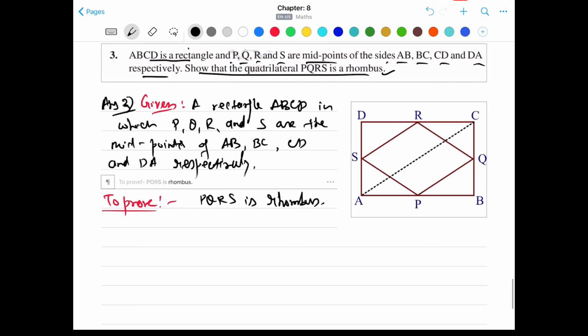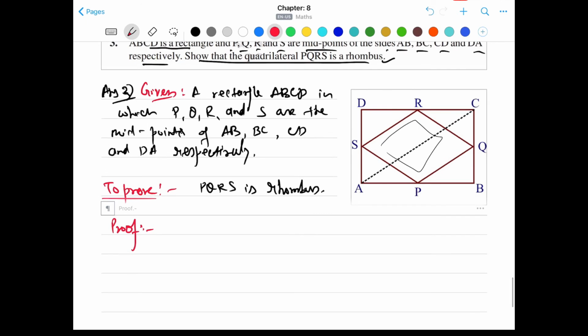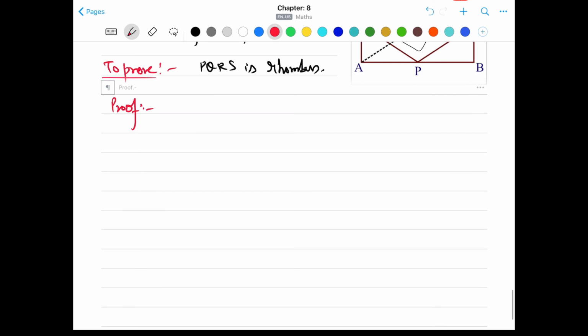Okay, in order to prove that, first we'll prove that PQRS is a parallelogram in which all sides are equal. First we'll prove that it's a parallelogram, then in that parallelogram we'll prove that its adjacent sides, or you can say all sides, are equal, then it will be a rhombus. Okay, so let's start its proof. We'll start the same way, applying the midpoint theorem first in triangle ABC and then in triangle ADC, like we did in question number 1 and question number 2.